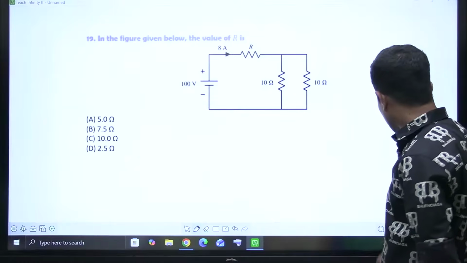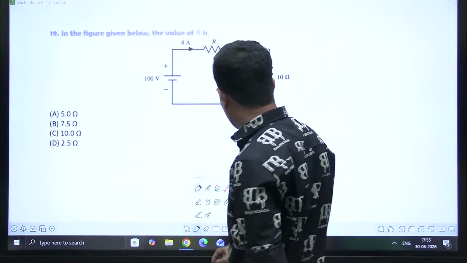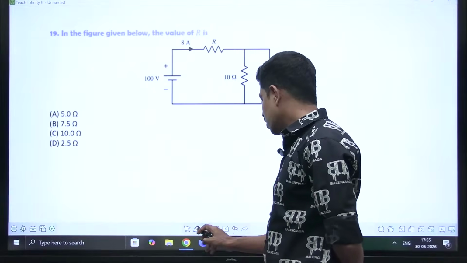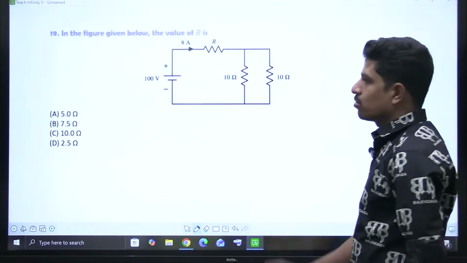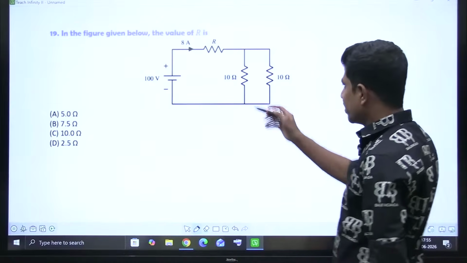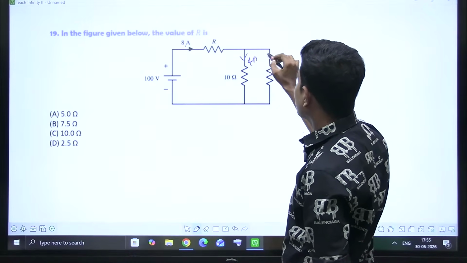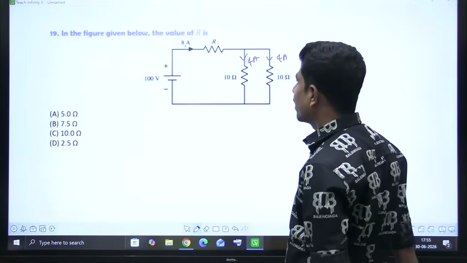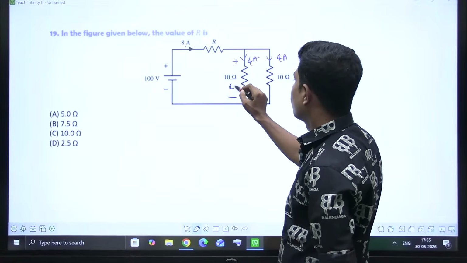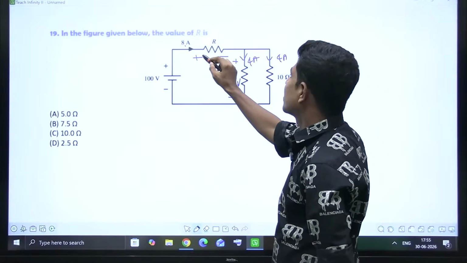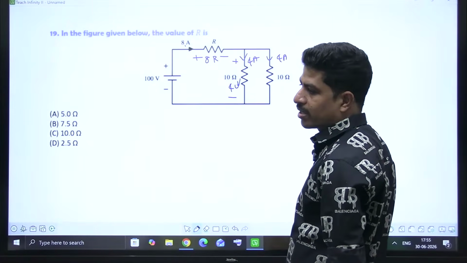People waste their valuable time doing so many things. But simple question, how, sir? These two are equal resistances, na? 8 amperes is coming here. This is 4 amperes, this is 4 amperes, right? Now, this is 4 amperes, so this voltage is how much? 40 volts. This voltage is 8R. Voltage is equal to current into resistance. Current is 8, resistance is R.